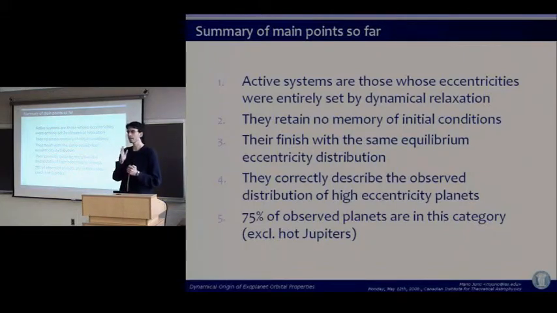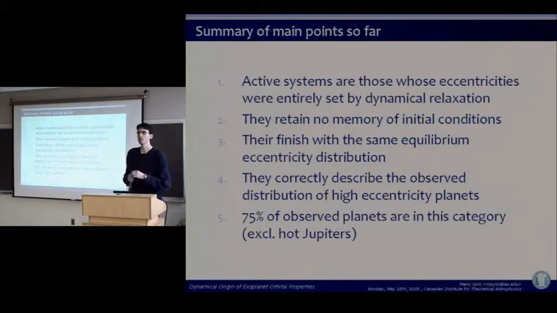So that cut is flexible. If you take 0.3, it's going to work equally as well, 0.4. But basically, less than 0.2 is where there's an excess, and due to that excess, we don't claim that 100% of observed planets can be explained with this, but it's 75% of observed planets that are in this category once you exclude hot Jupiters. And the reason why I exclude hot Jupiters is they're basically dynamically irrelevant for this type of study because they're in 3-day orbits. They're virtually entirely detached from the rest of the system.